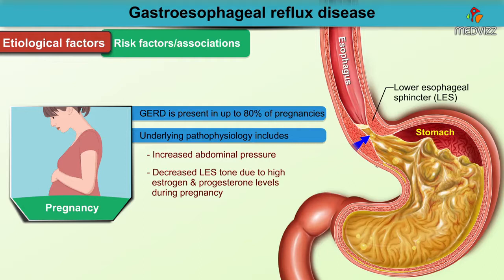The lower esophageal sphincter tone is decreased due to high estrogen and progesterone levels during pregnancy. Another important factor that contributes towards GERD in pregnant patients is prolonged gastric emptying resulting from affected gastric motility.